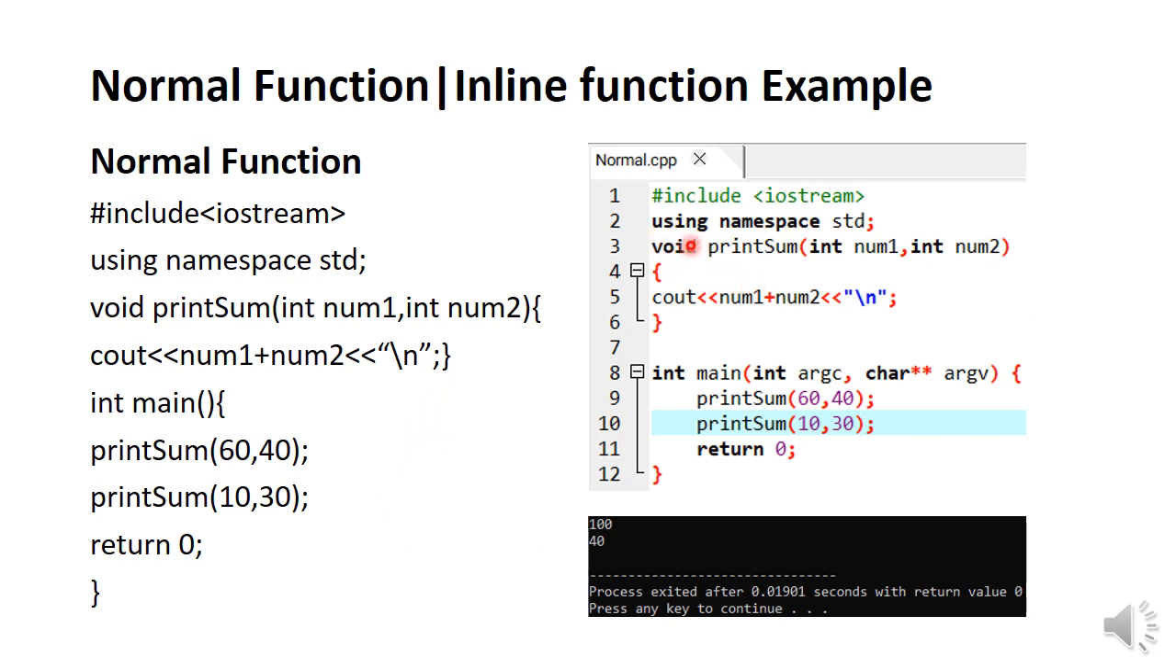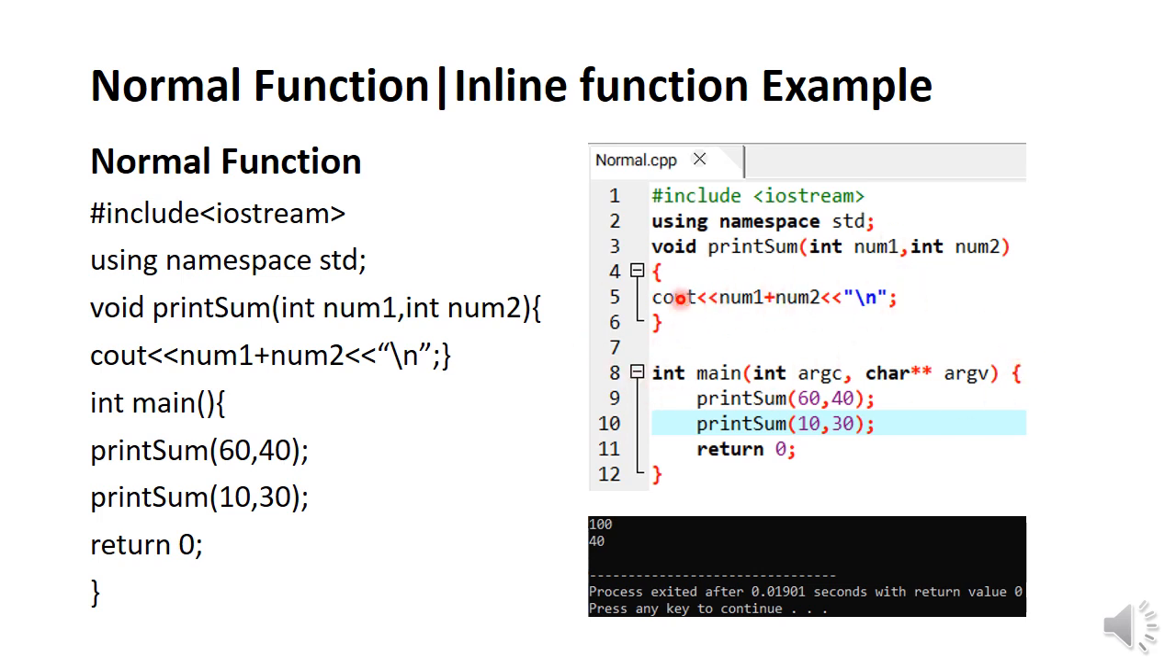So we have a C++ program. We have the normal function, which is called print_sum. Its return type is void. We have two parameters, and this is the body of this function containing two statements. The first one, cout num1 plus num2. The second one is cout new line. So this is a group of statements whose target is to calculate the sum of the two argument values passed to the function during the function call, and then jump to the new line.